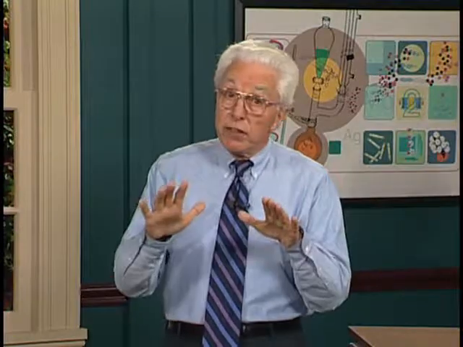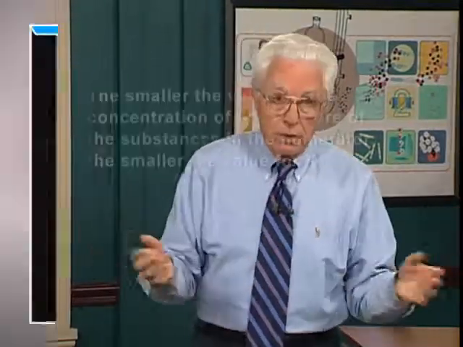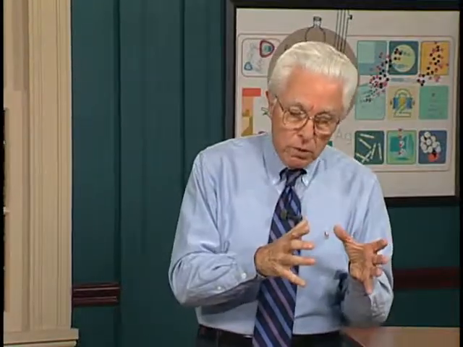So the numerical value for an equilibrium constant could be very, very small, essentially as close to 0 as you could imagine. The smaller the value for the concentration of one or more of the substances in the numerator, the smaller the value for K. Since these concentrations can get very close to 0, the numerical value for K can get real close to 0.